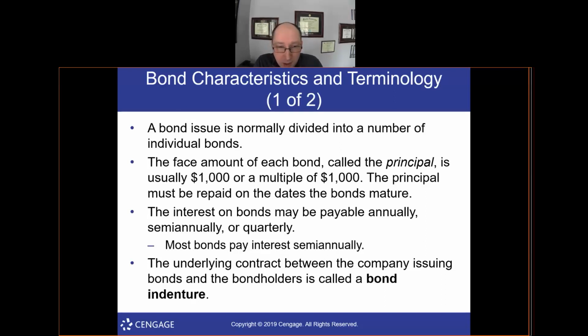Interest on the bonds can be paid annually, semi-annually, or quarterly, sometimes even monthly. Now remember, the interest payment is interest only, and does not include any principal. The principal is only paid at the bond maturity date, not throughout the bond's life.